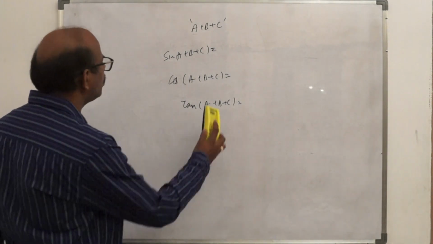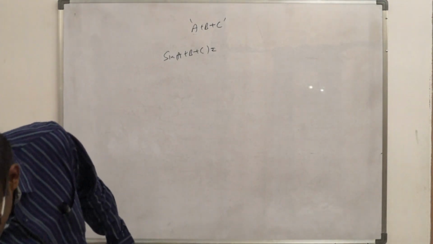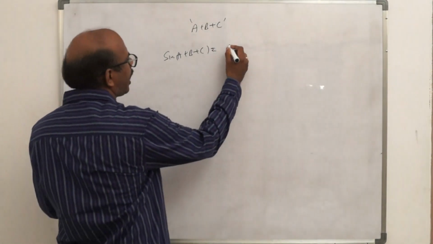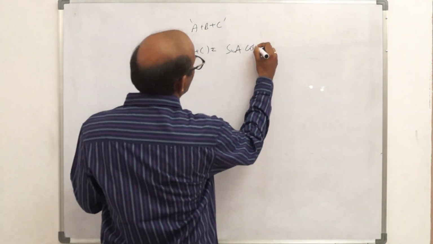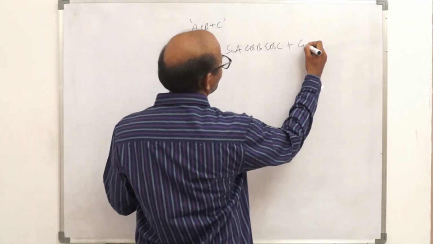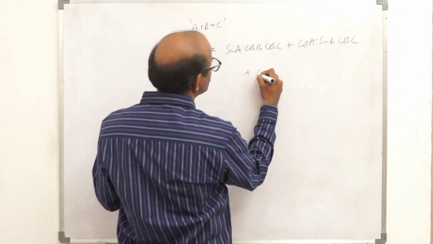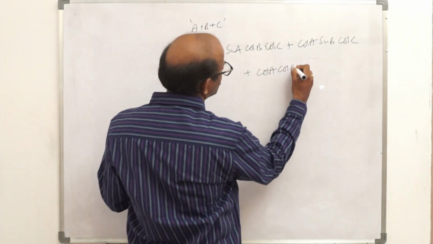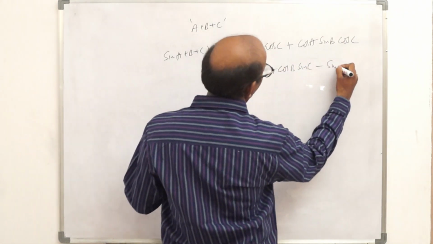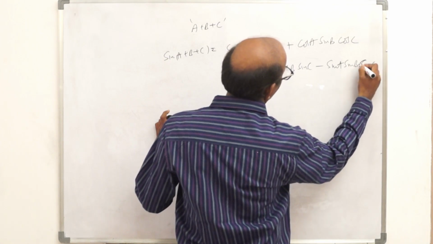Now I am going to give in detail the simple extension of the two angle formula to three angles. It will be sin A cos B cos C plus cos A sin B cos C plus cos A cos B sin C minus sin A sin B sin C. It will be like this.